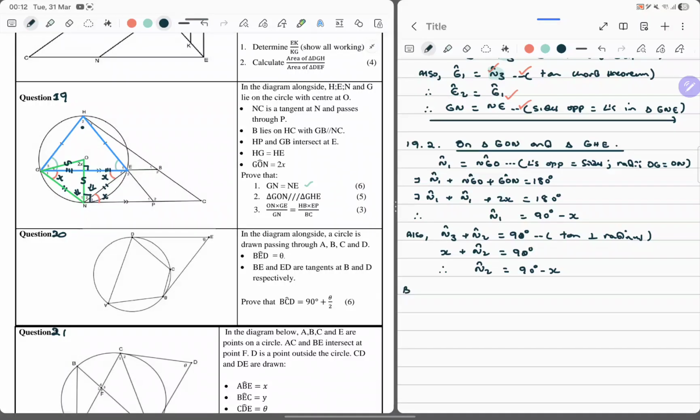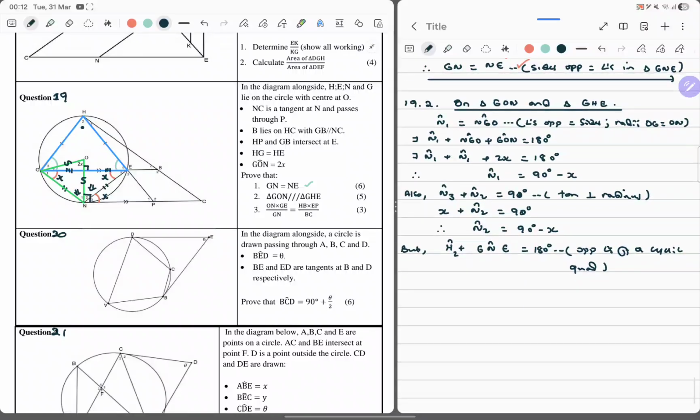I will say, but I know that angle H plus, let's say H2, plus GNE is equal to 180 degrees. These are opposite angles of a cyclic quad. At least there's only one so far. We can leave it at that.